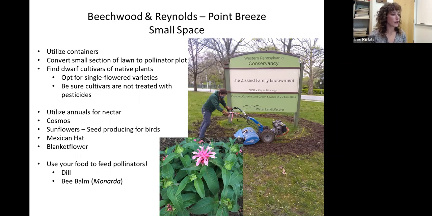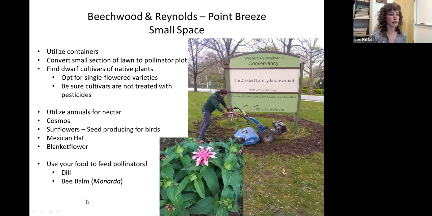You can also utilize annuals for nectar if you don't want to go full-blown pulling out your lawn. You can plant some annuals in existing beds. You can also plant small sections of new perennials in existing beds. And then cosmos, sunflowers, but you have to choose ones that do produce seeds because there are a lot out there that don't. Mexican hat, which is a Rudbeckia species, and blanket flower are all great annuals for nectar.